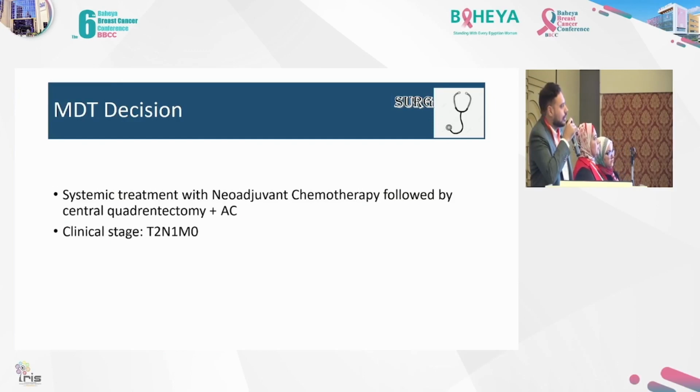The idea is that the MDT said the patient is young, so mostly she will receive chemotherapy after surgery. So why not give it before surgery and clinically examine the response? To keep with the guidelines, you are giving neoadjuvant chemotherapy for T3, T4, N2, N3. If you have triple negative patients, it's another issue.